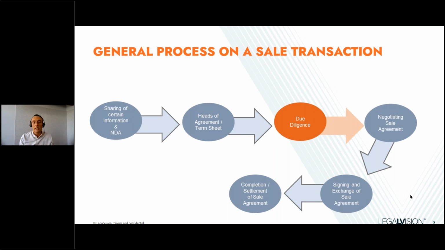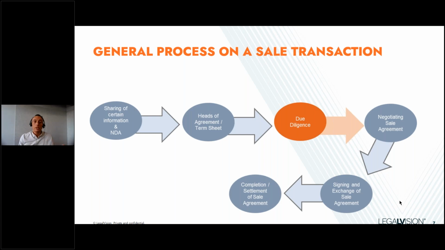Initially a buyer and a seller will meet. There might be an initial sharing of information, and the parties enter into a confidentiality agreement or an NDA. The parties might then move to a non-binding heads of agreement or a term sheet that sets out the basic commercial terms of the deal. From there, the buyer will start undertaking due diligence on the target company and, sorry, I beg your pardon, the target business. In conjunction with that, usually simultaneously, there's negotiating of the sale agreement, and then once the agreement's been negotiated and signed, it's exchanged, and the parties move to completion.